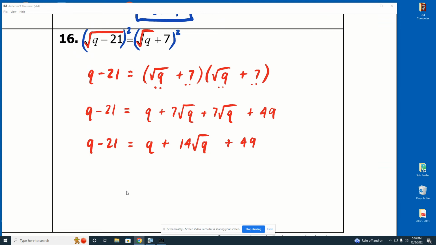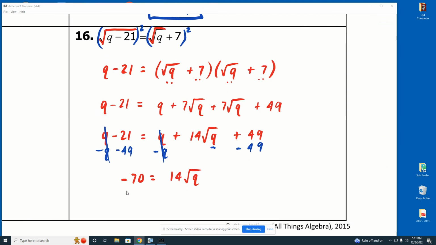So here's what I'm going to do. Because of the way this problem is, when I start trying to put stuff together, I'm going to subtract this q to bring it over to this q, and I find that they cancel out. Then I'm going to bring this 49 over by subtracting 49, because right now I'm trying to get this square root of q alone. So when I subtract 49 from negative 21, negative 21 minus 49 is negative 70. And that equals 14 times the square root of q.